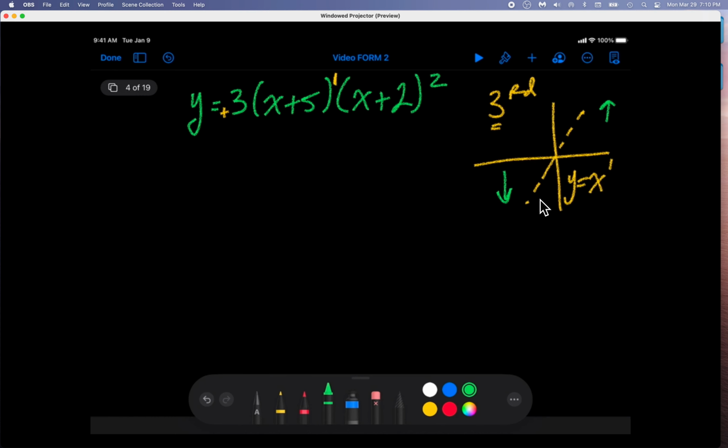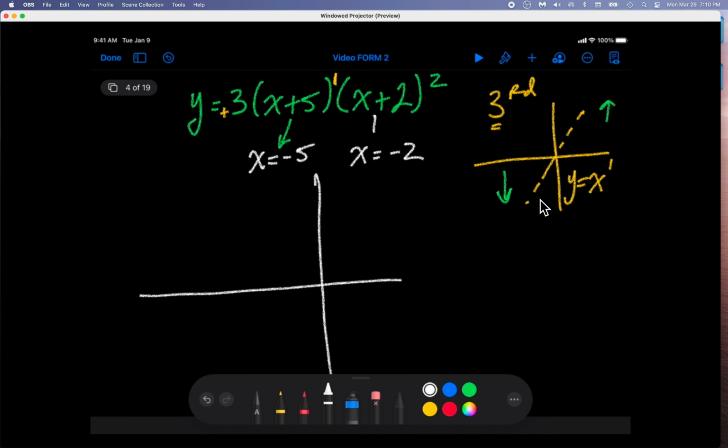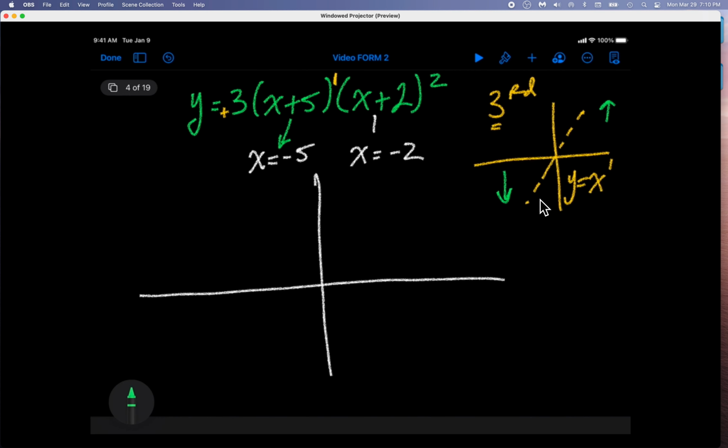What are our zeros? Well, we set that equal to 0 and we get x equals -5. We set that equal to 0 and we get x equals -2. Okay, we are ready to plot. At x equals -5, there's going to be a 0, and at x equals -2, there's going to be a 0. Because this is even, this is going to be a bounce situation at -2. Okay, -5, it has a 1 as an exponent. It's going to be a through situation.